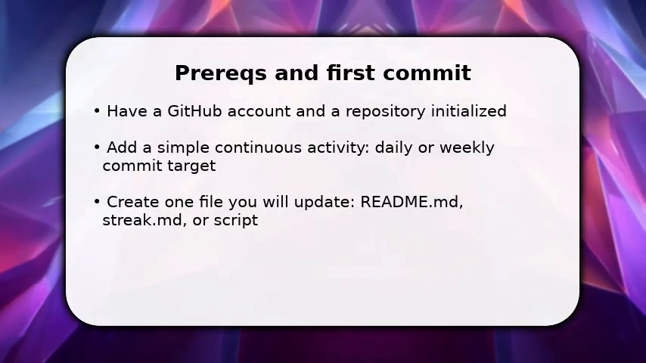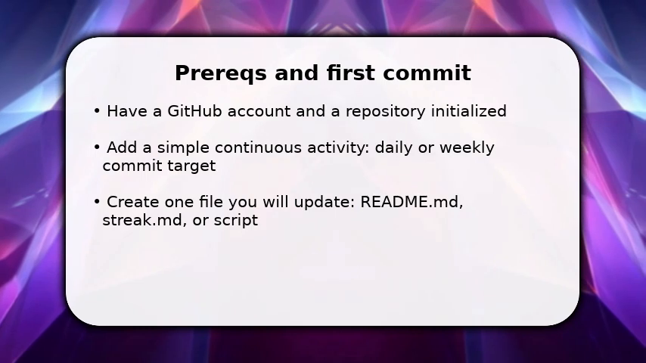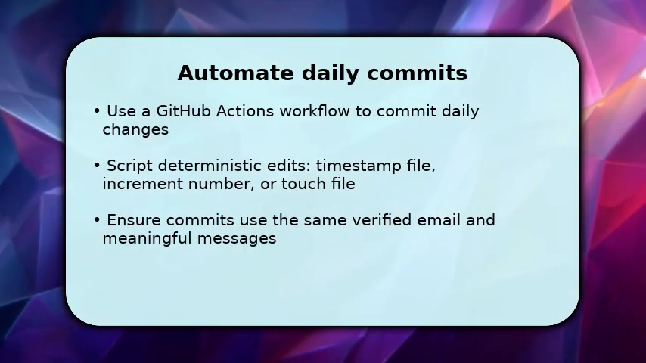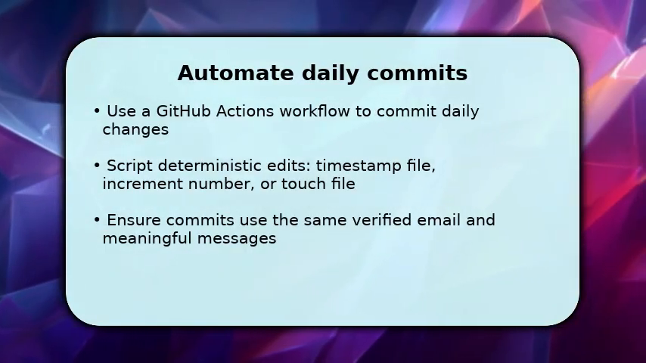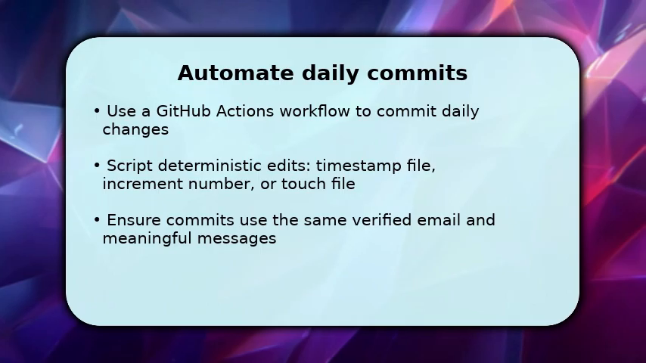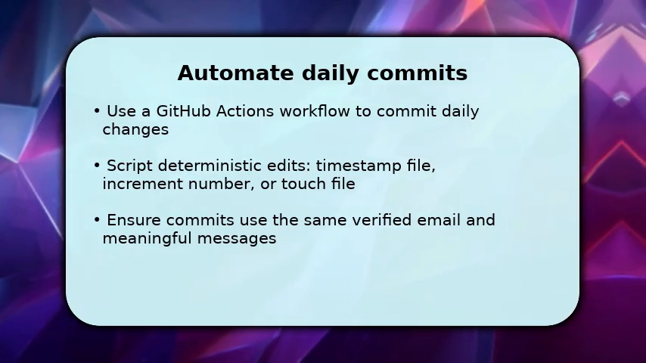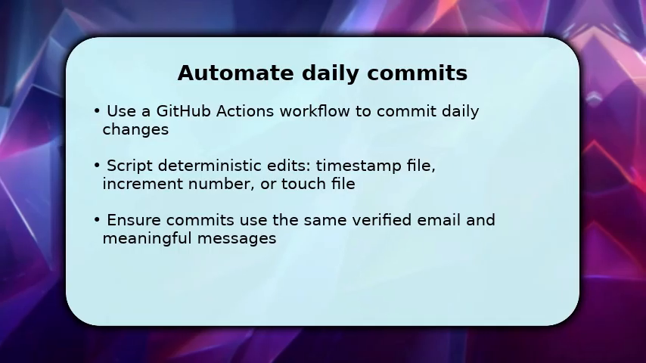Make sure your local Git config uses the same email tied to your Git. You will automate the repeatable actions so you never miss a day. Create a GitHub Actions workflow that runs once per day and modifies a tracked file. Append a timestamp or bump a counter.